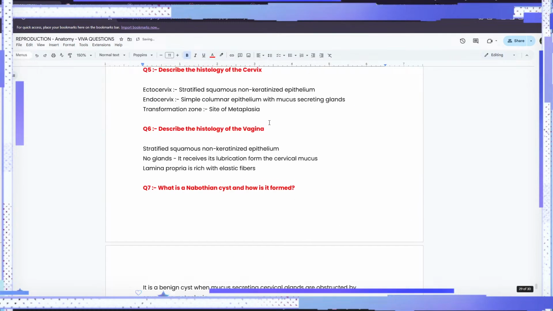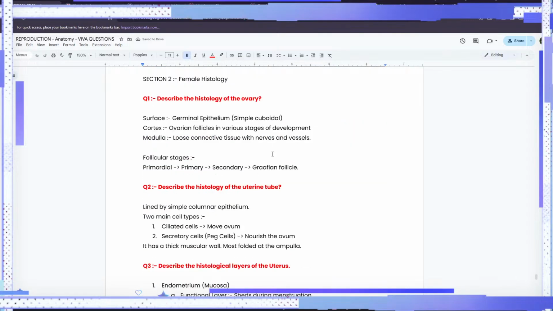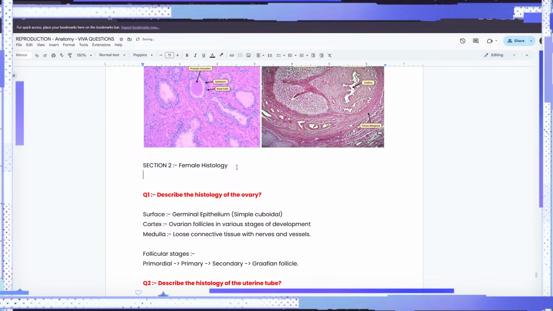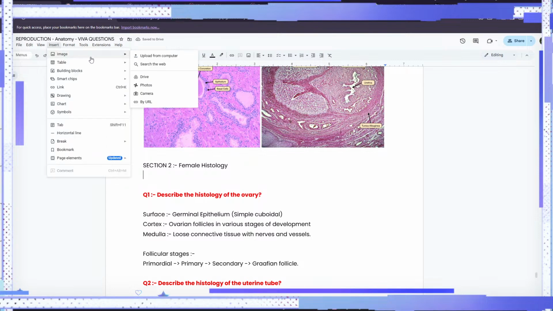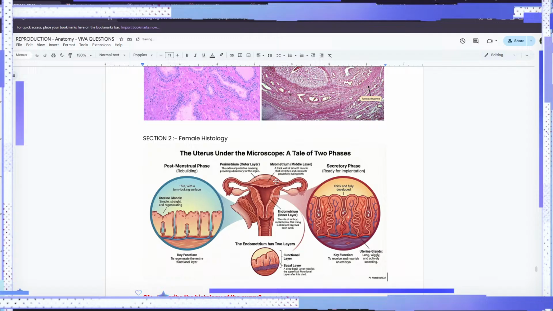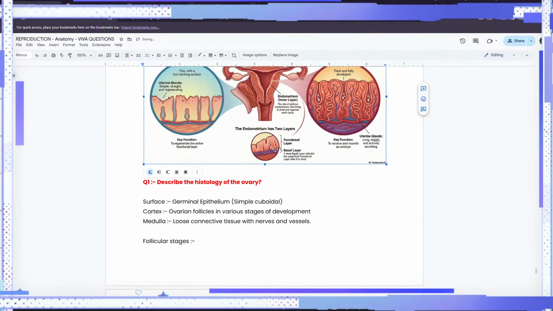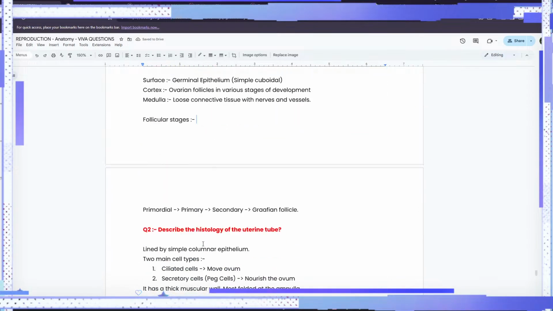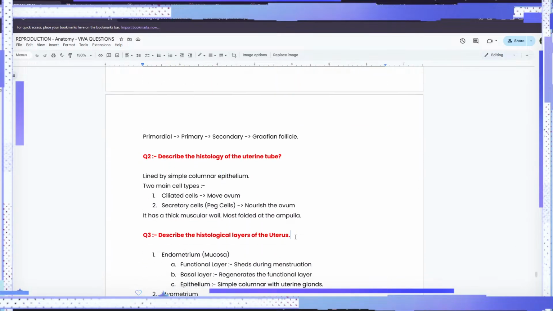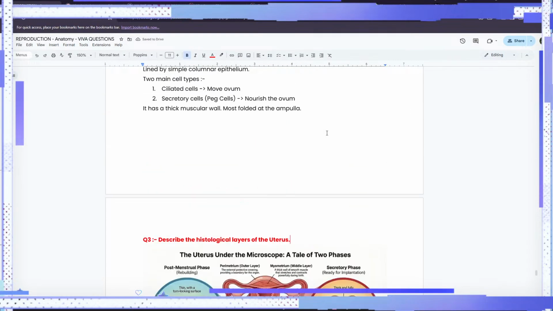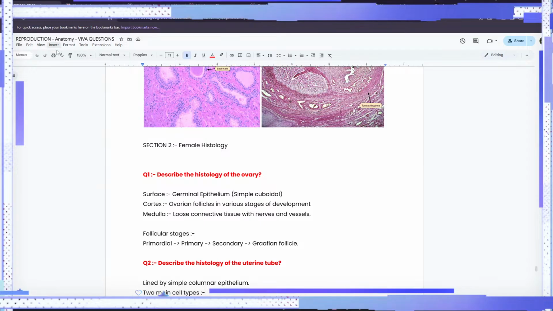All right, let's add the images. So histology of the ovary, let's add the main image we have first. I think it's the last one, right? I'm not sure about the order of the images here. This is the uterus. The uterus would go here. There we go. Awesome. So the uterus image is added. Okay, let's see what else we have.